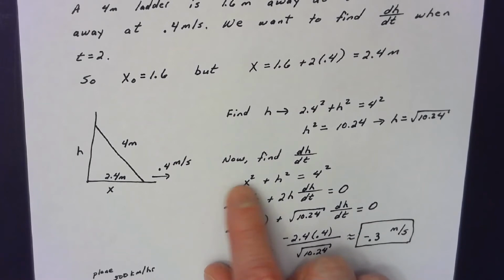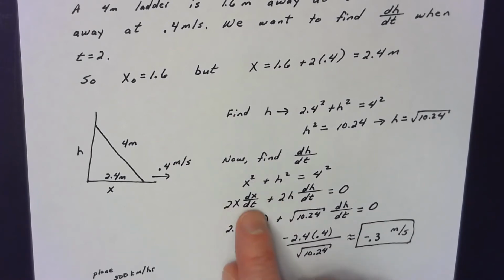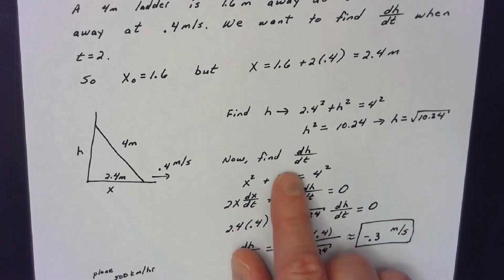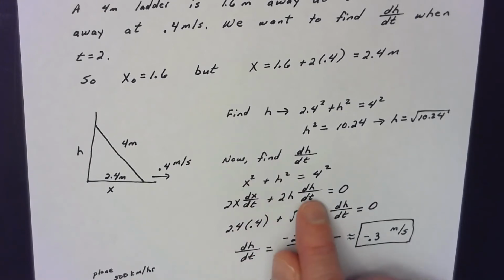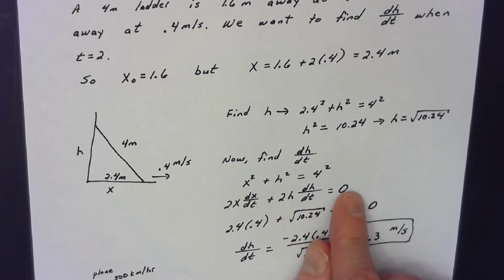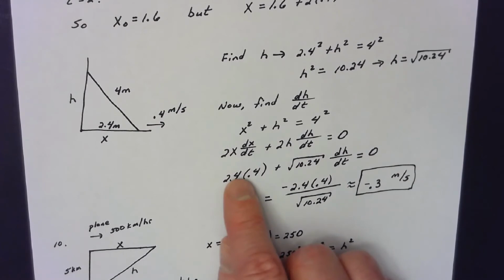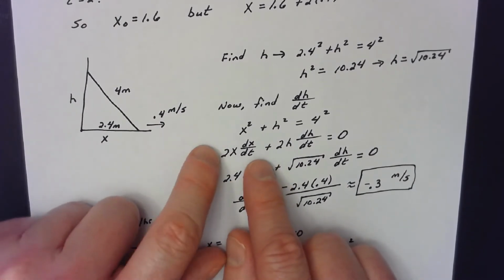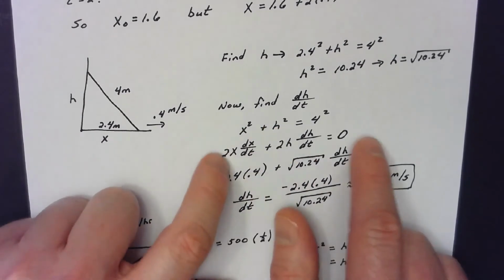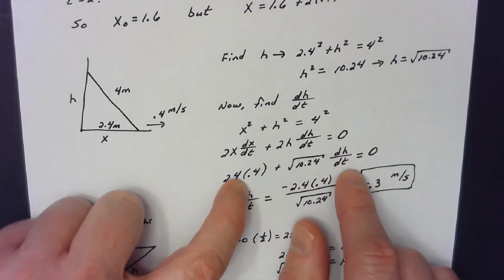Now I take the derivative. Derivative of x squared is 2x times the derivative of x with respect to t. Derivative of h squared, 2h, times the derivative of h with respect to t. The derivative of the ladder, it's not changing in length, thus it has a 0 derivative. Now I plug in what I know. Once you take the derivative, then and only then can you plug in what you know. Just like in the last problem, I said, why don't we just go ahead and divide both sides by 2? So I did that.